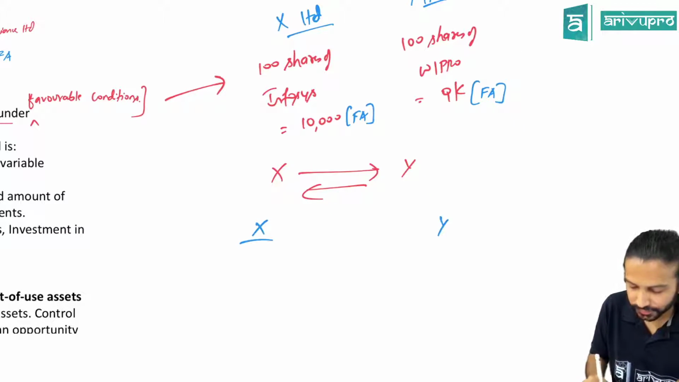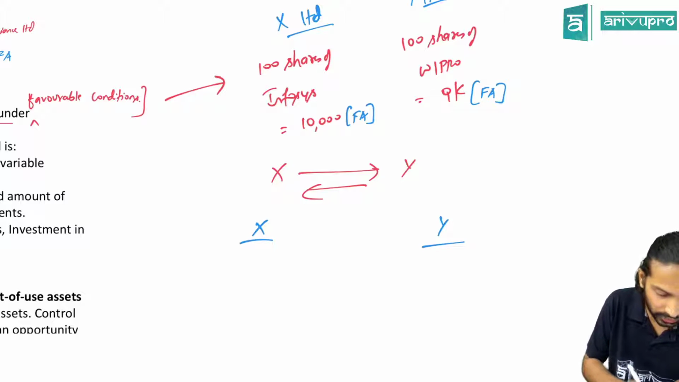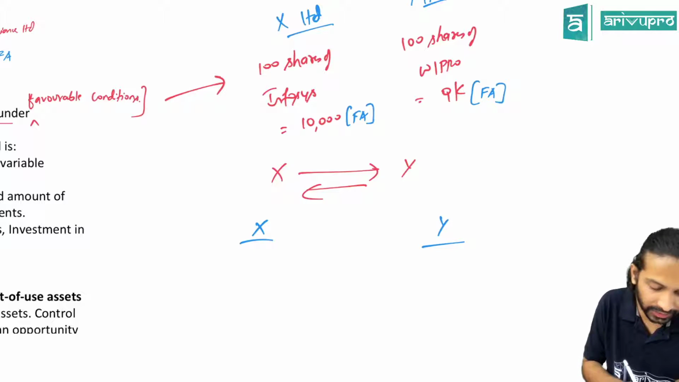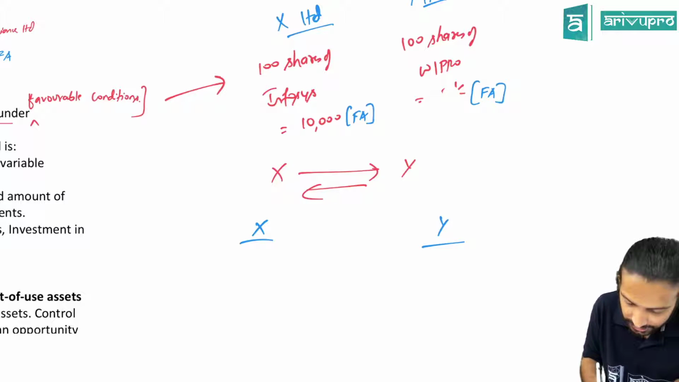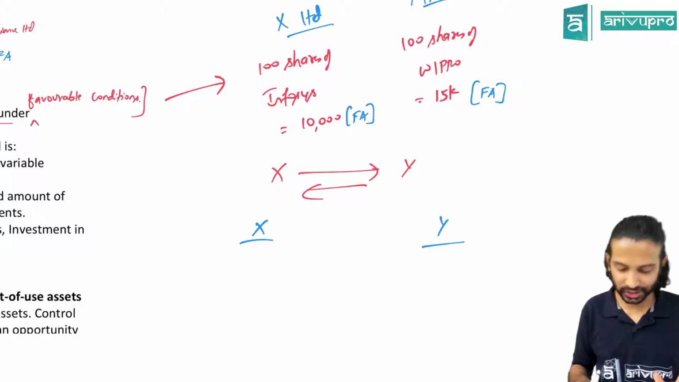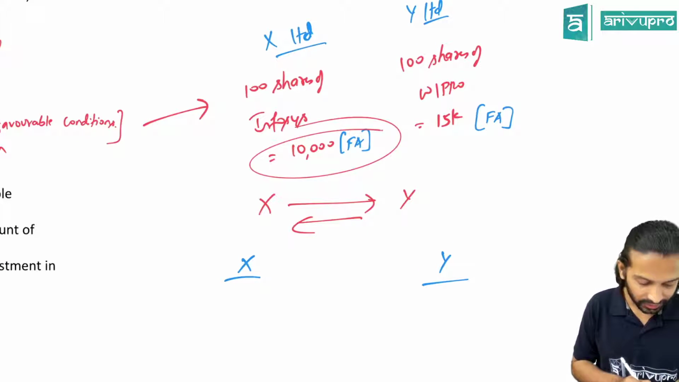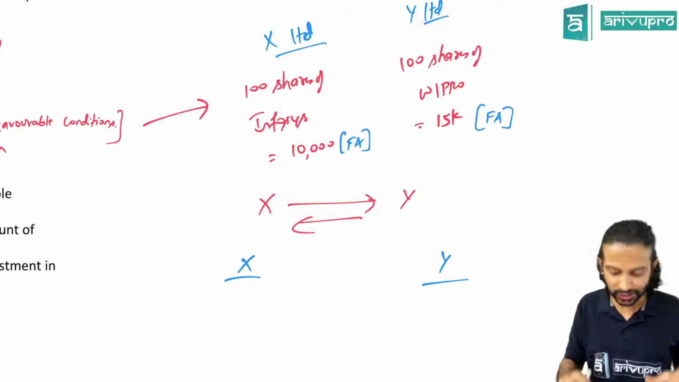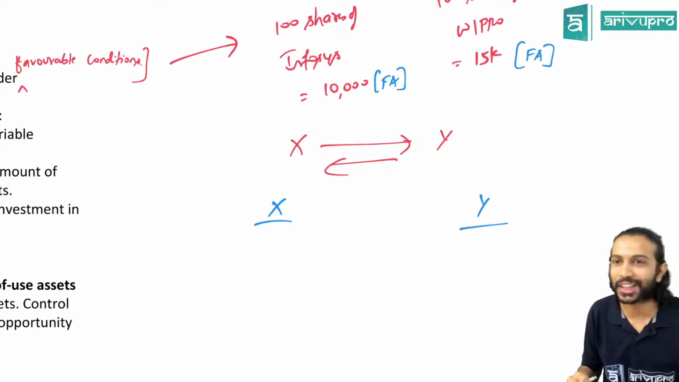Or maybe let's do a thing. We are talking about financial asset. So I'll just modify this example and take 15. Next I'll take 9 when I am explaining financial liability. We'll just modify this for the time being to 15,000. Is it okay? So what is X doing here? By giving away shares worth 10,000, they are getting shares worth 15,000. Now happy face or sad face?